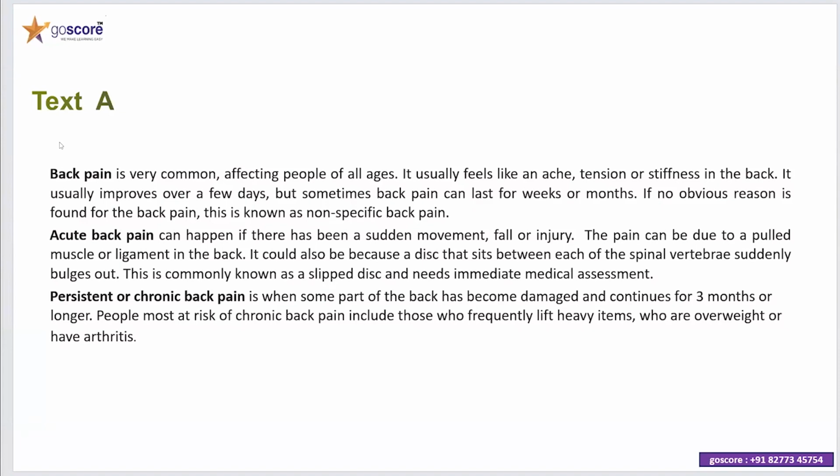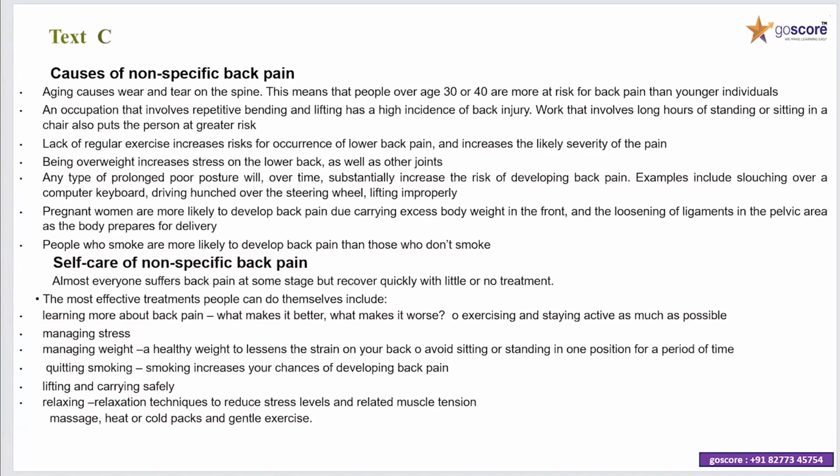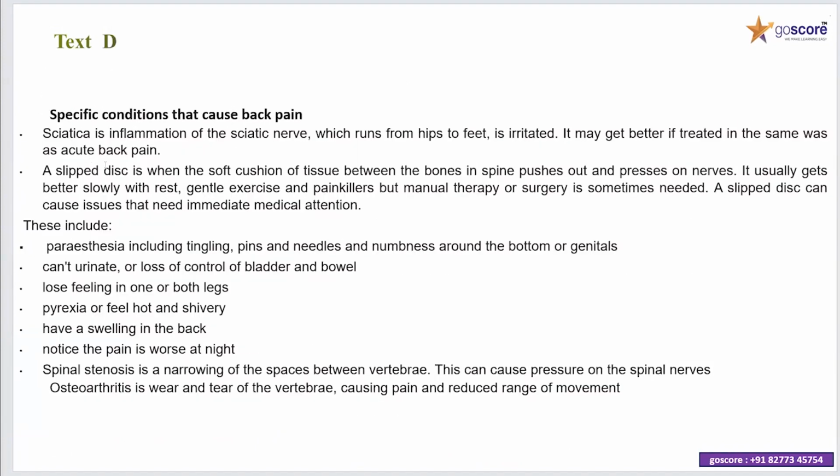Text A, there is no heading. Then text B, the heading is there: clinical assessment. Text C, causes of non-specific back pain, self-care of non-specific back pain. Text D, specific conditions that cause back pain. So some of the conditions which cause back pain are mentioned here.